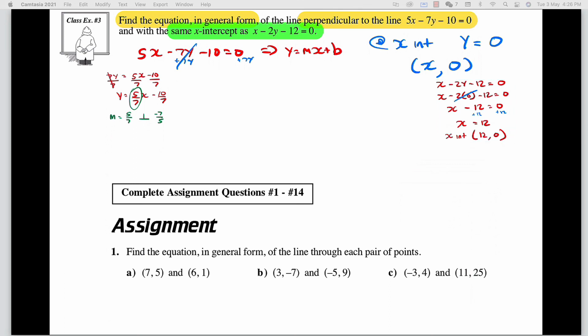Okay, and now what I'm going to do is go write down my equation. Y minus y1 equals m times x minus x1. I'm going to substitute some values. So y minus, well, at the x-intercept, the y is equal to 0, equals m, which is going to be negative 7 over 5, times x minus x1, which is going to be 12.